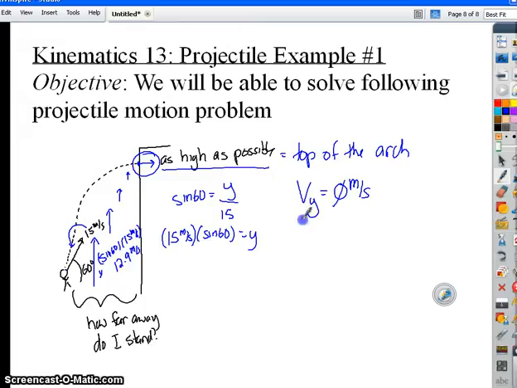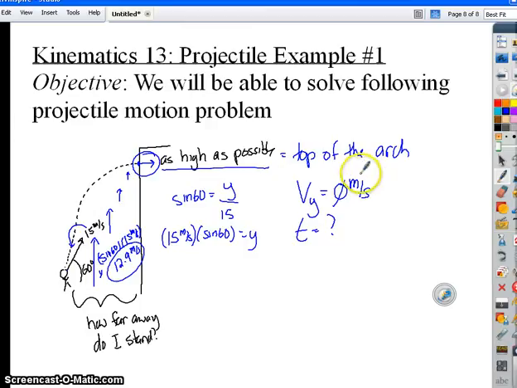Next, we're going to solve for time. How long was this thing in the air? Time is the factor that will tie together x and y, okay? How long it spends in the air in the y direction is how long it's going to spend in the air in the x direction. Time is not a vector. So I have my initial velocity in y is 12.9.